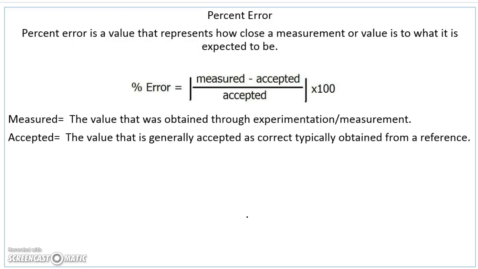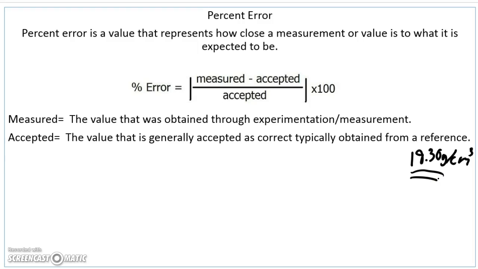A measured value is what we obtain through experimentation or measurement. Alright, so the purpose of percent error is just basically a value that represents how close we are. So let's say I want to measure the density of gold. Gold has a density of 19.3 grams per centimeter cubed. Alright, and that's a value that we're going to get by looking up in a reference. So if I look at my density reference sheet, I find that value.